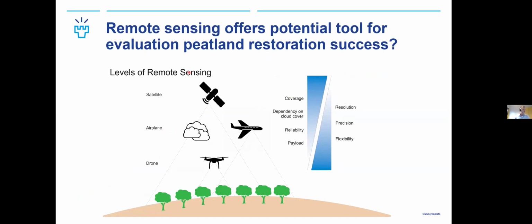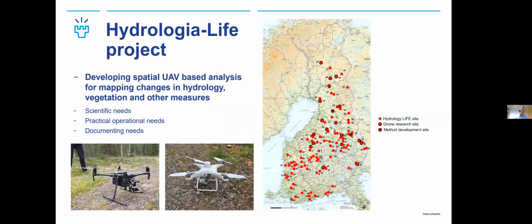I'm not going to talk about satellites or airplanes, so I'm going to focus on drones because they have given a lot of flexibility, and they are more common tools in many of this evaluation work, also in the peatland restoration. And this work is part of this very large Hydrology Life EU-funded project, where the main goal is to restore peatlands, but also to develop the methodologies for the evaluation.